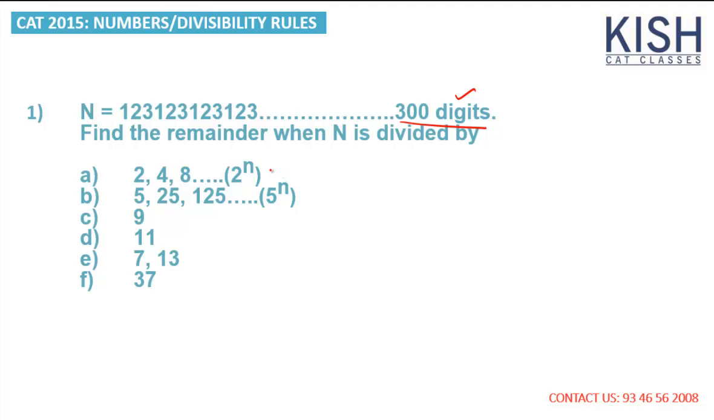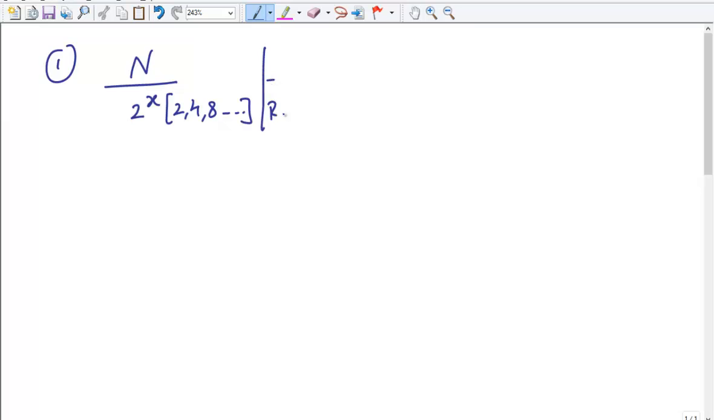So the first one is when the divisors are 2, 4, 8. These are of the format 2 power x. Now how to solve? Find the remainder when n is divided by a number like 2 power x. So 2 power x means it's 2, 4, 8 and so on. That's very simple. Now the remainder depends on, as I explained to you, the last x digits of n.